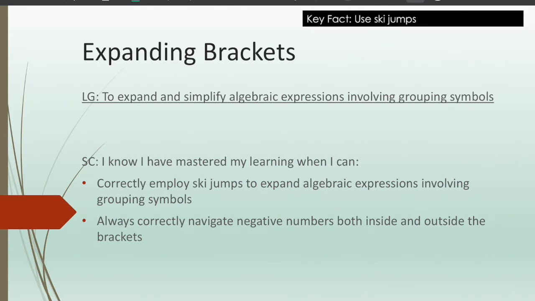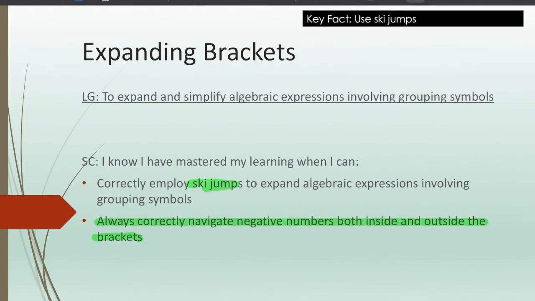So the main thing we're going to be focusing on is something called ski jumps. You might have already heard that expression last year. Hopefully you remember a little bit about it, but we're going to go over it again today. And something that I want to make sure you guys are able to do by the end of this lesson is properly deal with negative numbers when we're also dealing with brackets, because I know that is an area where some students have struggled in the past.